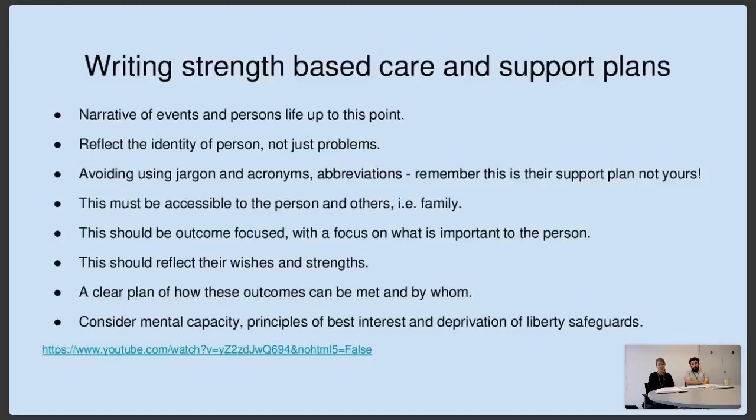Again, think about mental capacity, the principles of best interest and deprivation of liberty safeguards. That's crucial when you're thinking about care and support, particularly for a person who lacks capacity, and interventions have to be within their best interest. So do think about the statutory guidance around that.